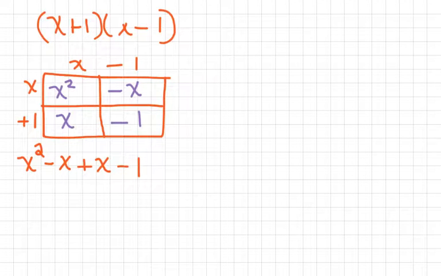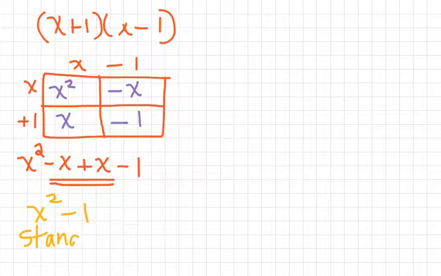I'm then going to simplify and combine like terms, noting right here in the middle that if I have negative x and I add x, that becomes a 0. Therefore, I've got x squared minus 1. This is my standard form, and this is my factored form.